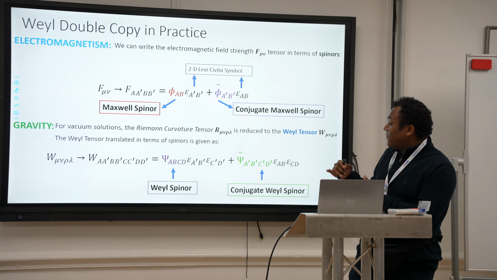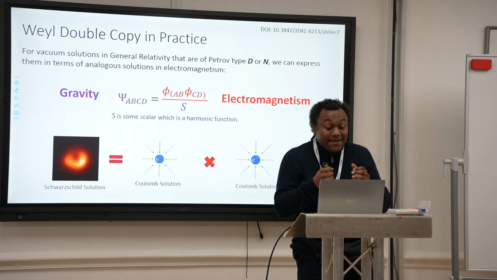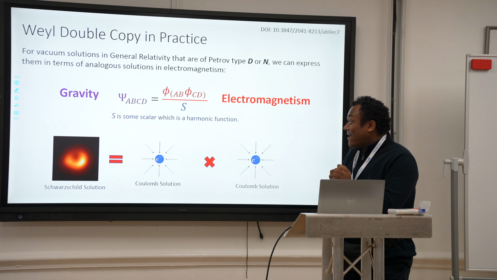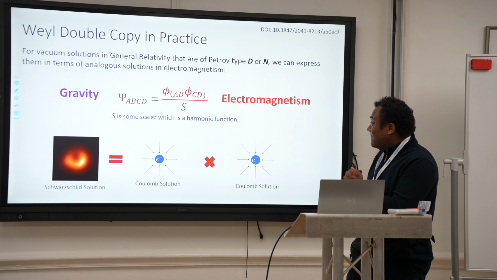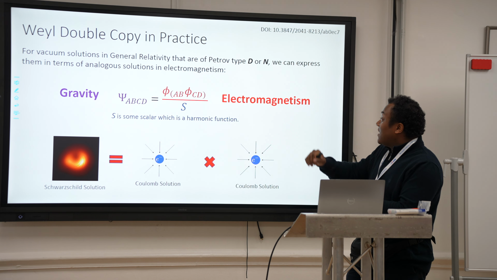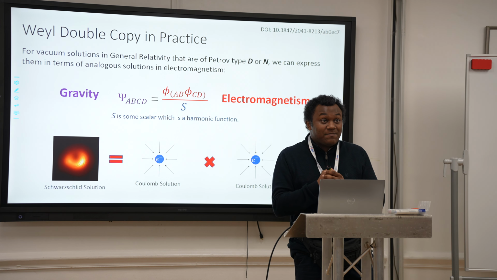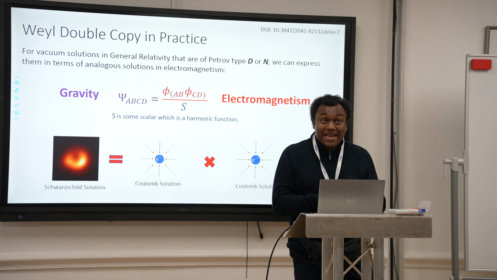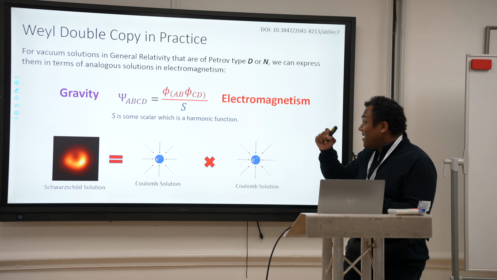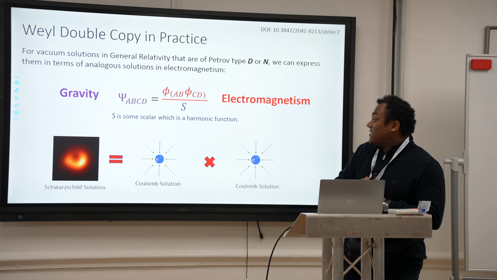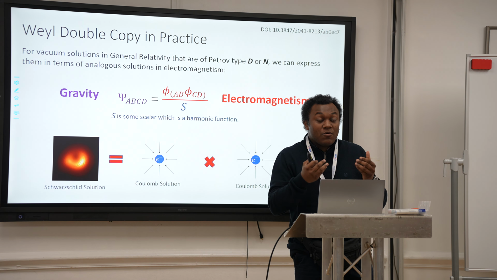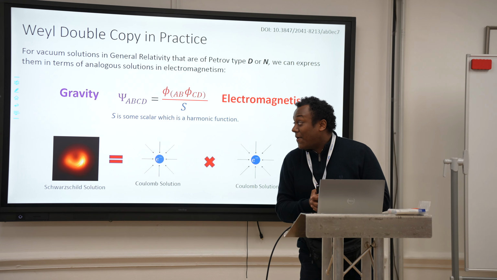By playing this game, considering our Weyl spinor to correspond to a solution in gravity that's either Petrov type D or Petrov type N, we can see that you can actually build it out of something in electromagnetism. So how this works is, from Petrov type D and Petrov type N, you can see that the Weyl spinor is given by the product of two Maxwell spinors of an analogous system in electromagnetism. Remember that this Maxwell spinor comes from our electromagnetic field strength tensor divided by some scalar which we demand be a harmonic function, i.e. when we apply the Laplacian on it, it gives you 0.